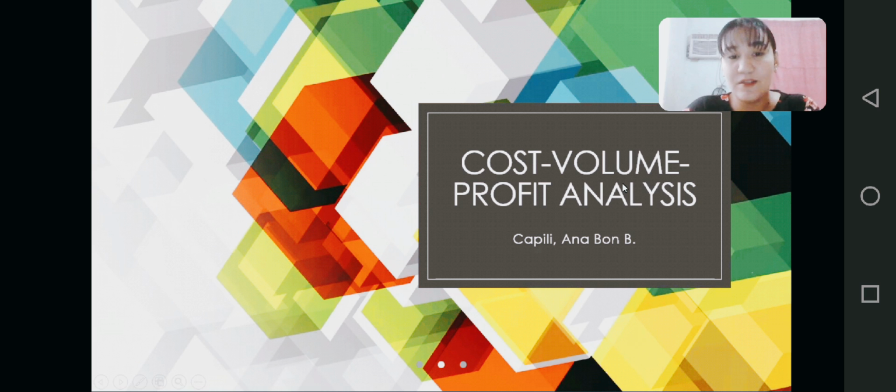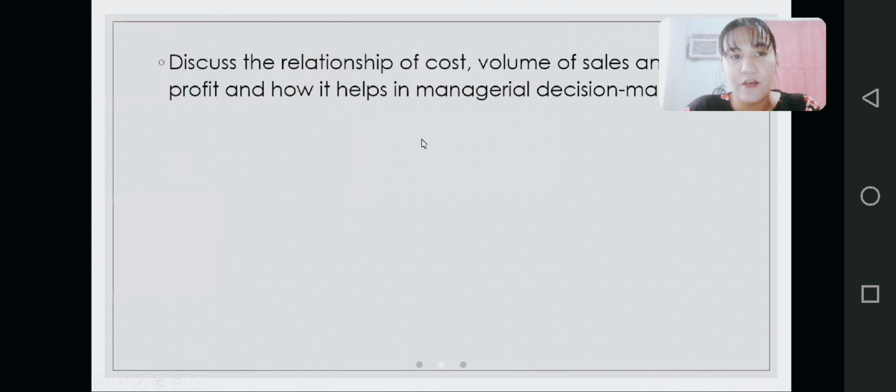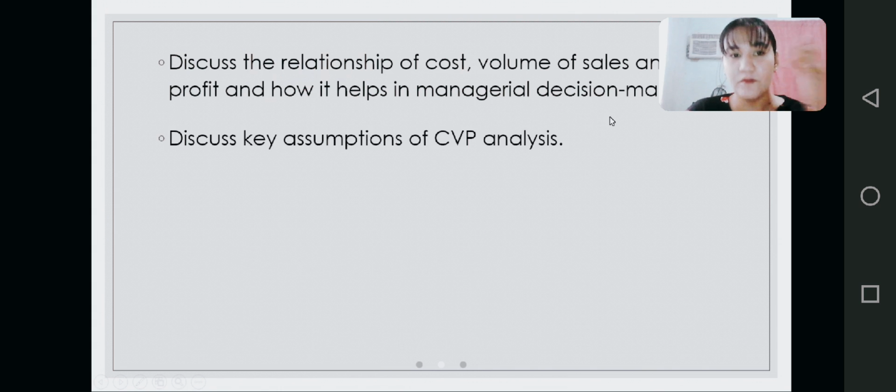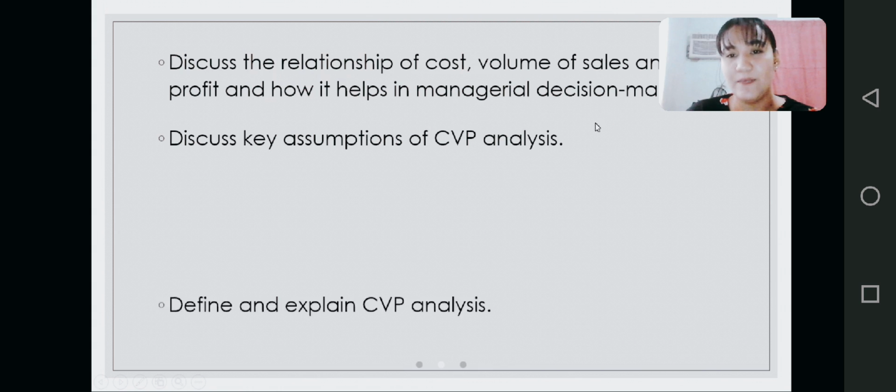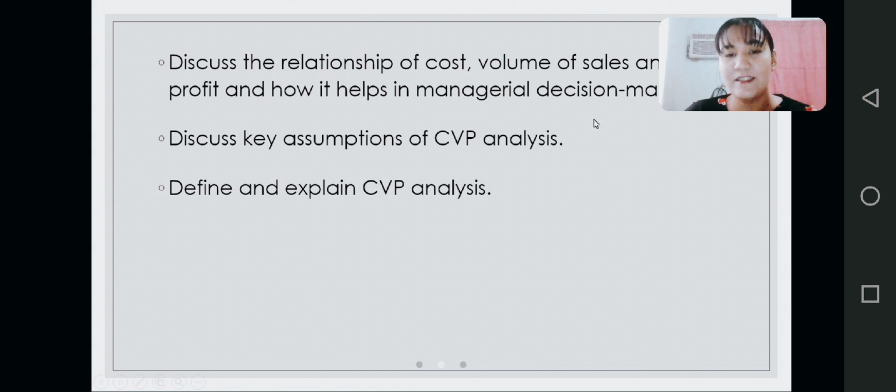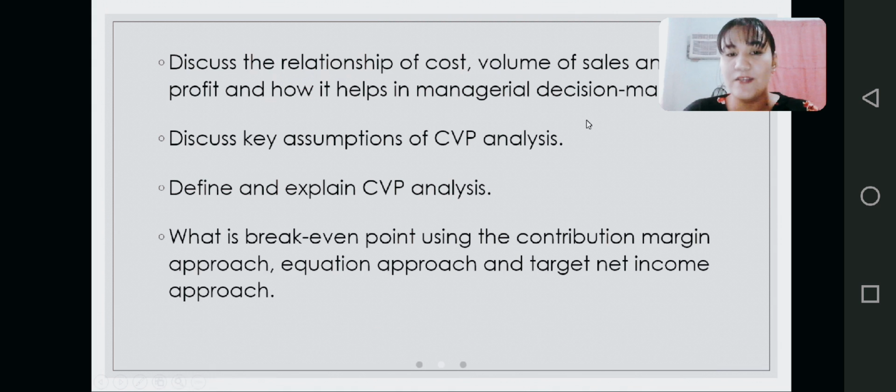We are tasked to discuss cost, volume, profit analysis, and profit planning. So this is my part. The overview of my presentation is to discuss the relationship of cost, volume of sales, and profit, and how it helps in managerial decision making. Discuss key assumptions of CVP analysis, define and explain CVP analysis, what is break-even point using the contribution margin approach, equation approach, and target net income approach.